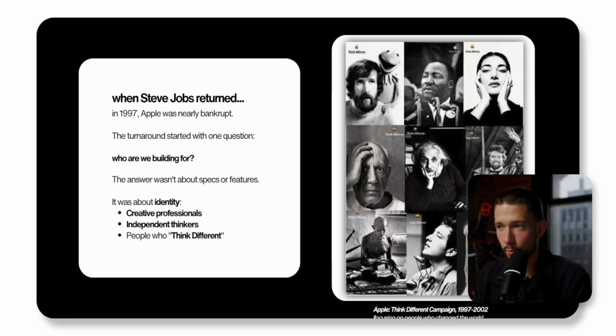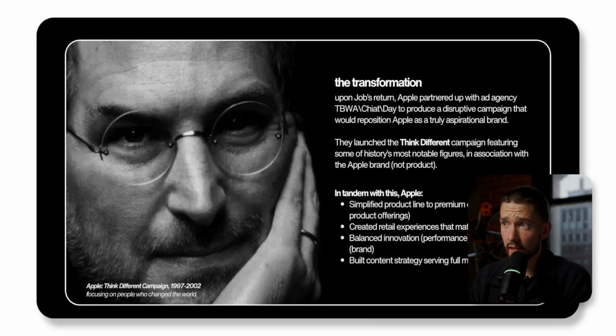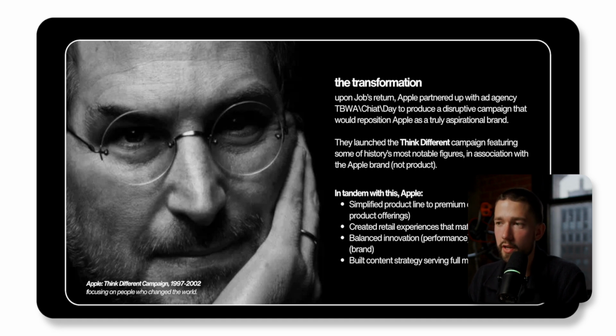Now, as you probably know, this was a legendary advertising campaign. It's called Think Different, where they featured a bunch of world-famous individuals. And so the transformation happened upon Steve Jobs' return. Apple partnered up with ad agency TBWA\Chiat\Day to produce a disruptive campaign that would reposition Apple as a truly aspirational brand. They launched the Think Different campaign, featuring some of history's most notable figures in association with the Apple brand, not product.